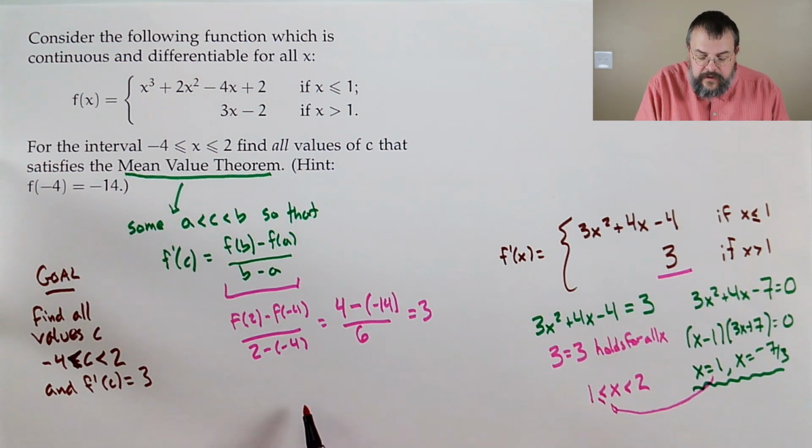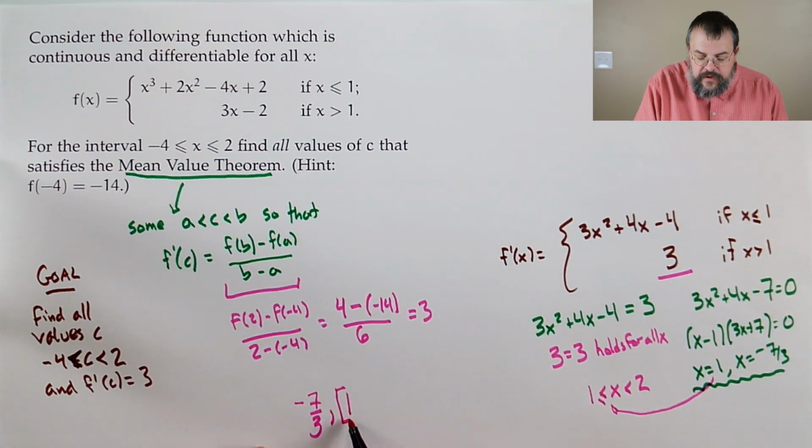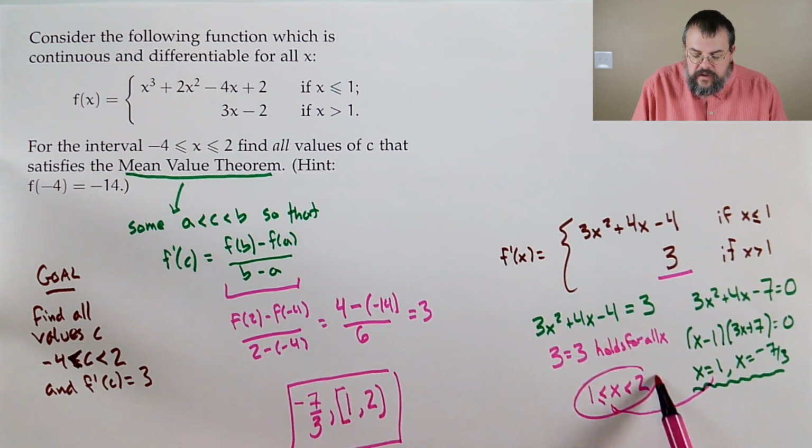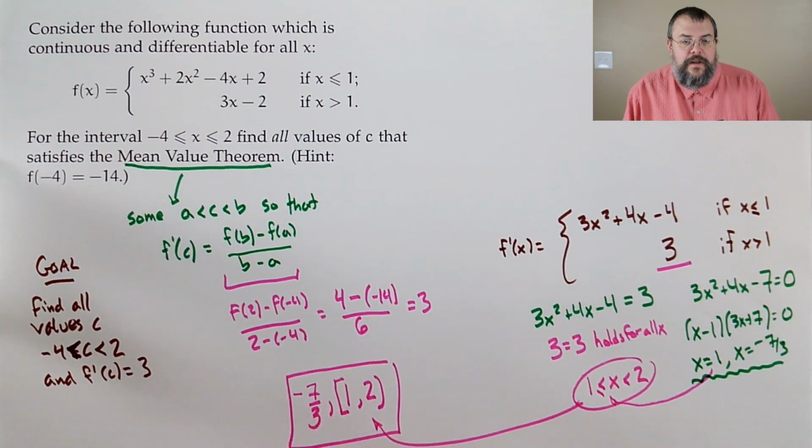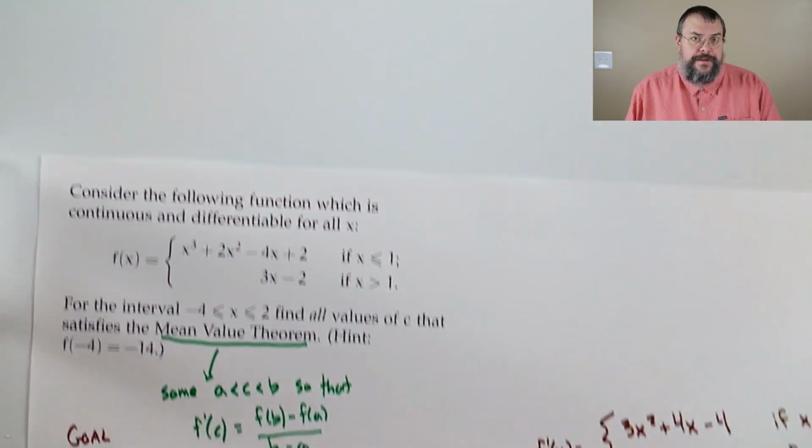So our final answer would be negative 7/3, comma, and the interval from 1 to 2. I'll use interval notation, 1, comma, 2, parenthesis. If you don't like interval notation, you can just say this is the same as 1 less than or equal to x less than 2. All right, well, there you go. As a reminder, you can have more than one. You can have many, many points which satisfy the mean value theorem. So, okay, on to another problem.